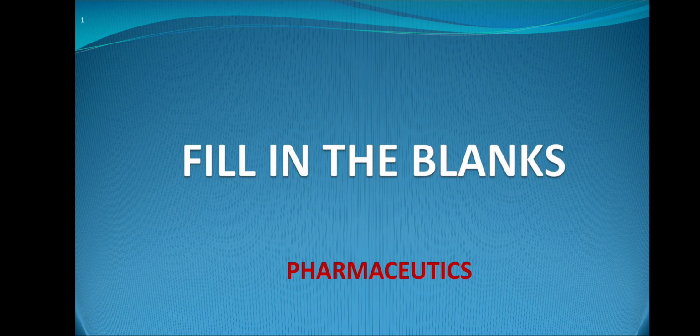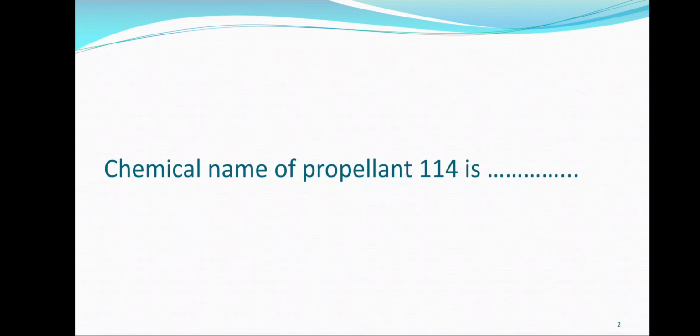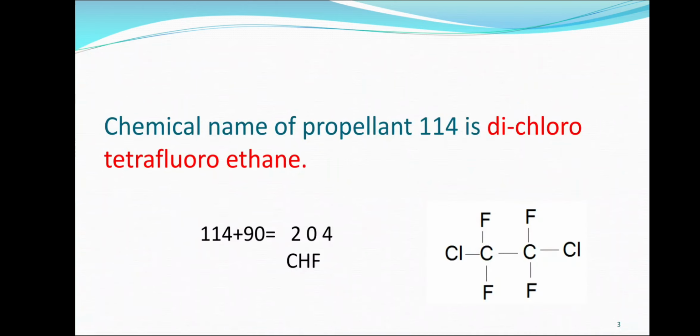Good evening everyone. Today I will discuss fill in the blanks of a few statements. First one is: the chemical name of propellant 114 is dash. The answer will be dichlorotetrafluoroethane.